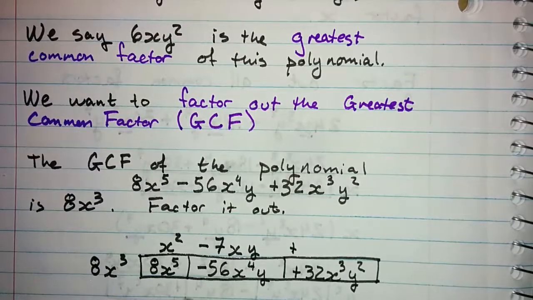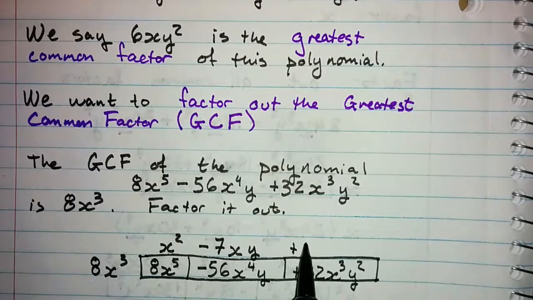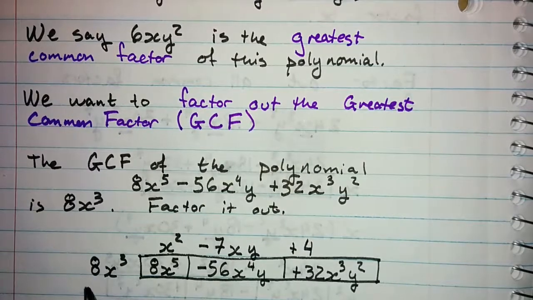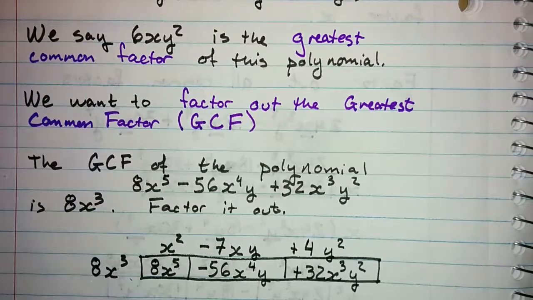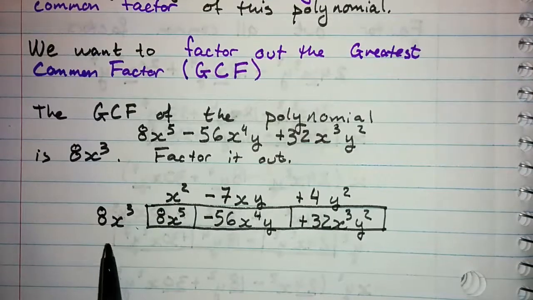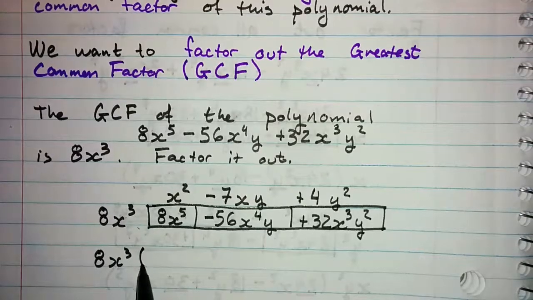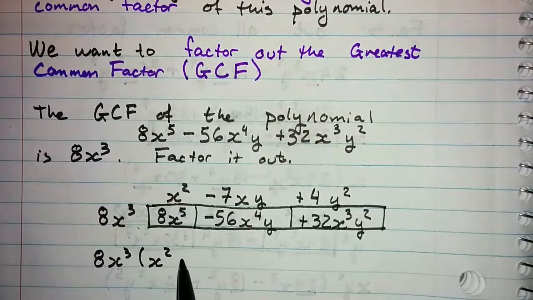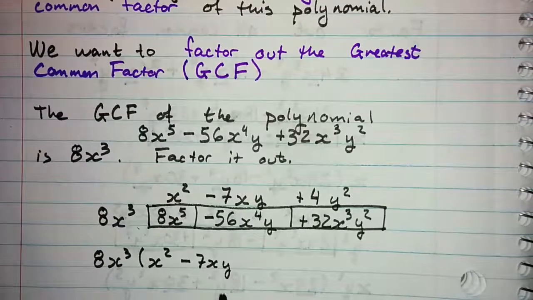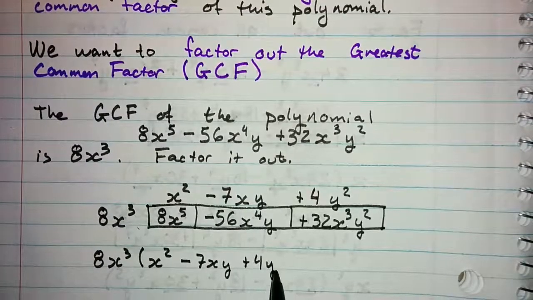Last term. What times 8 gives us 32? 4 times 8 is 32. What times x cubed gives us x cubed? Well, we don't need any more x's, but we don't have any y's now, so we'll need a y squared. So the factored form that results from factoring this out is 8x cubed times x squared minus 7xy plus 4y squared.